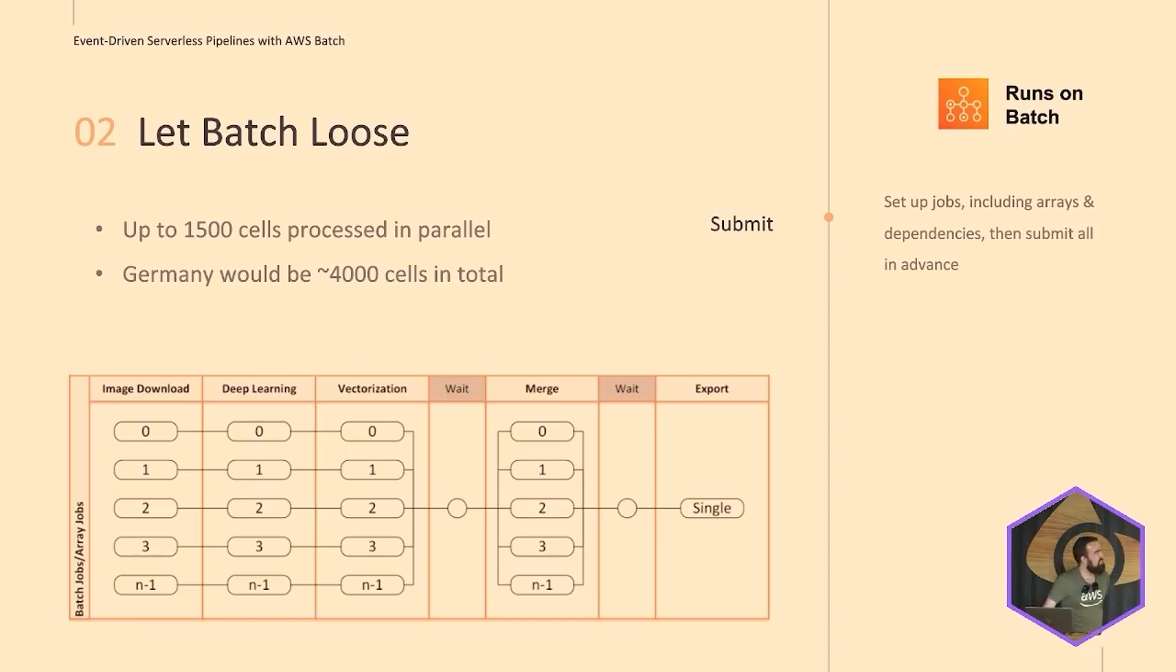In this case, let's say you can divide Germany into 4,000 cells. Just for interest, this is essentially how this process would look in the real world, the geospatial problem. You would have a batch job. Essentially it's that earlier diagram where you had job A, so image download is job A with A0, 1, 2, etc.